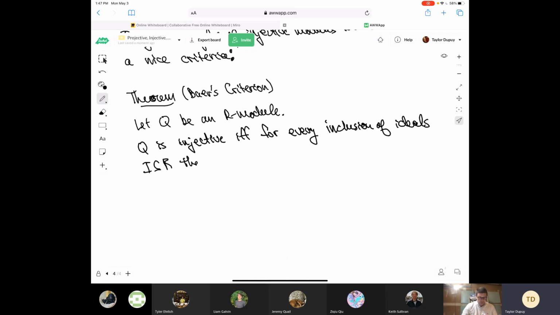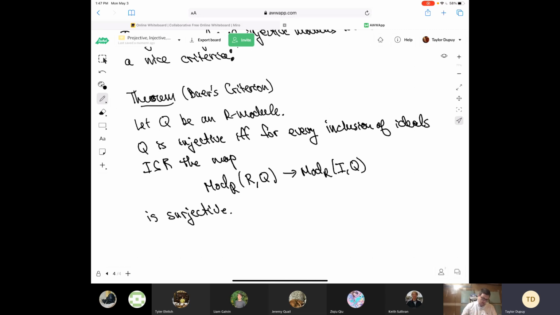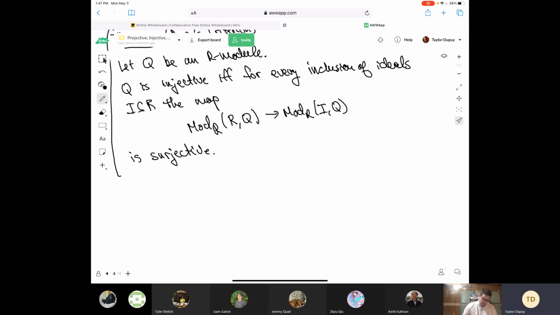The map Hom(R, Q) to Hom(I, Q) is surjective. Okay, so what is this saying?